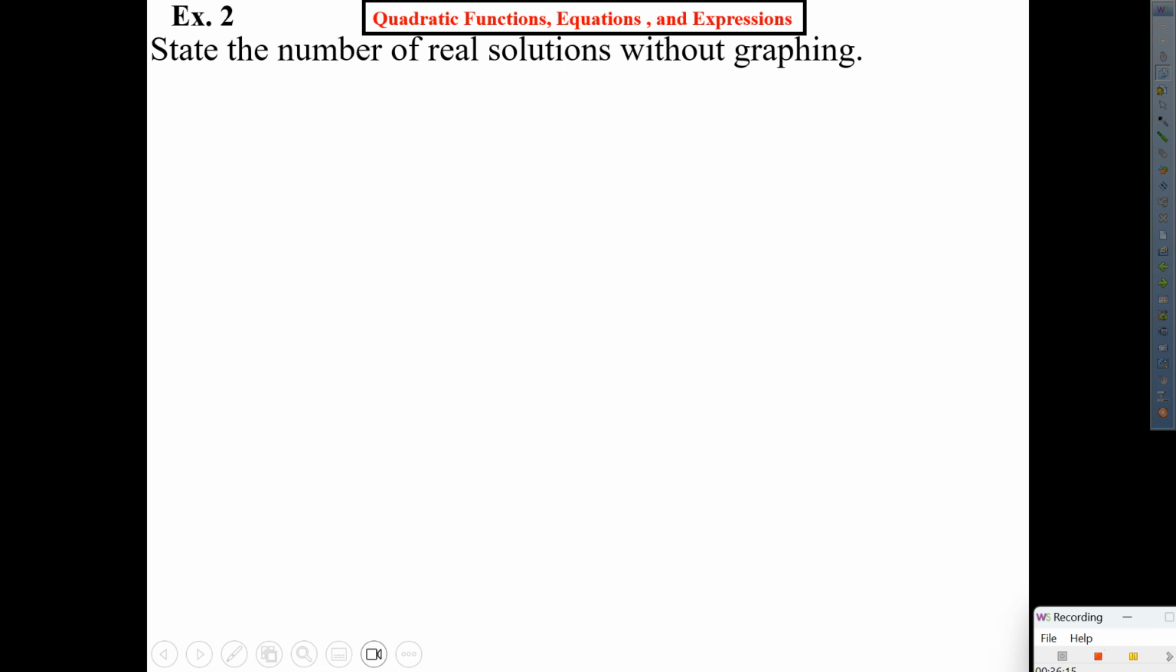Example number 2. State the number of solutions without graphing. Y equals 2x squared plus 4x plus 2. Oh, plus 1, my bad. Plus 2. All right, example 2b. Here we go.